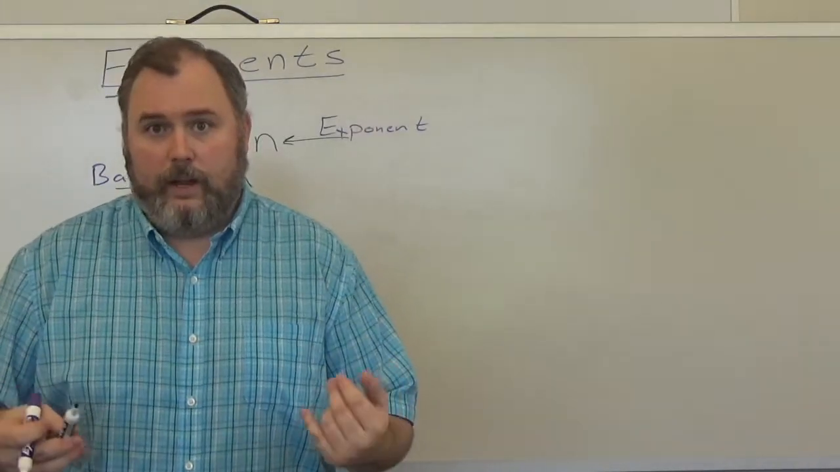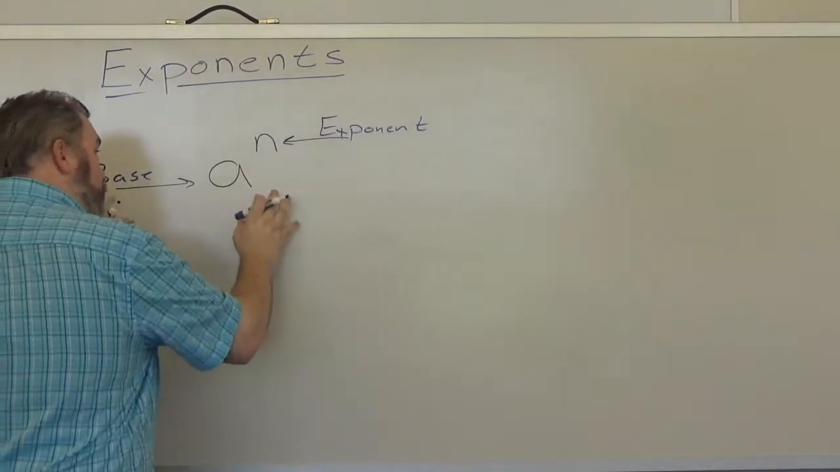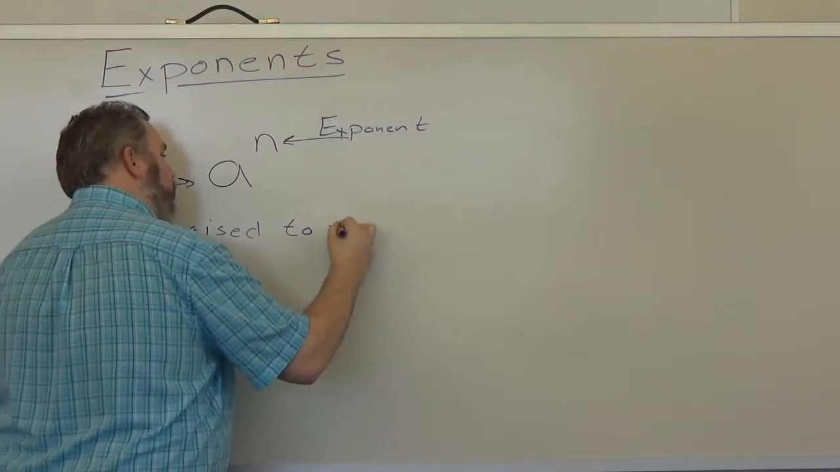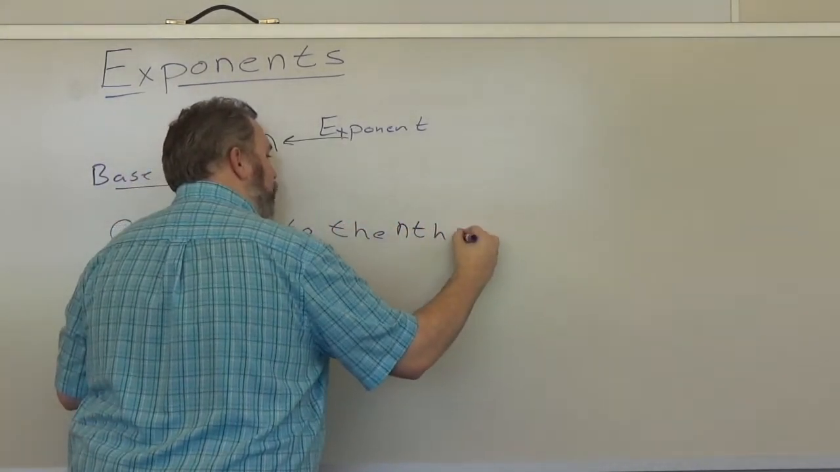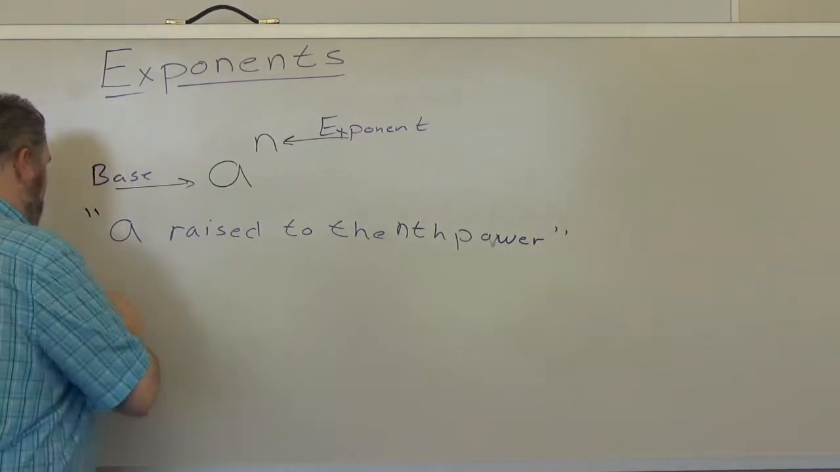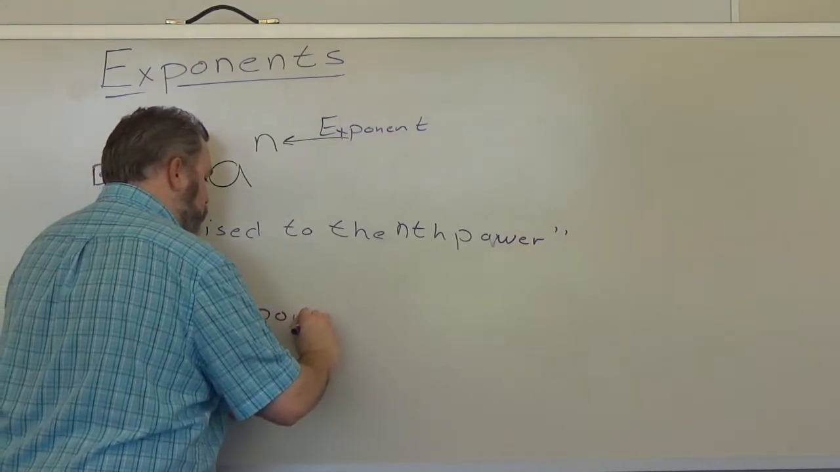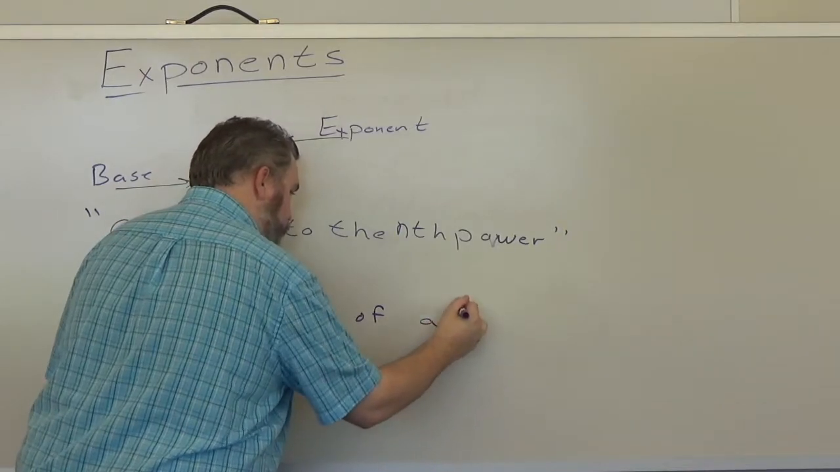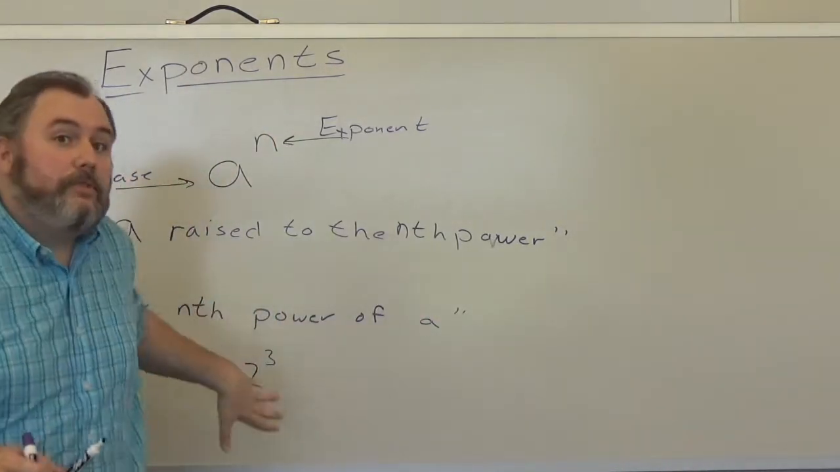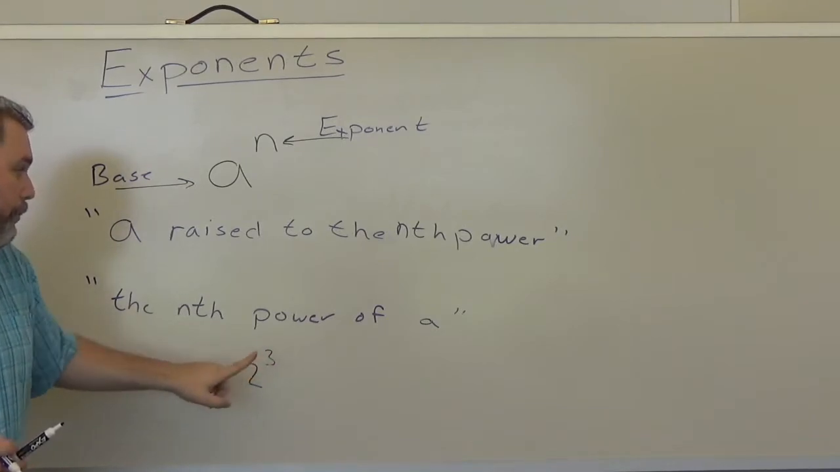However, we don't normally read it that way. More commonly, this is how we really read things. So when I go to read this, I could say A raised to the nth power. That's one way I could say it. Or I could say the nth power of A. So going back to our original statement, we had 2 superscript 3. This is more commonly said as 2 raised to the 3rd power. Or it is the 3rd power of 2.